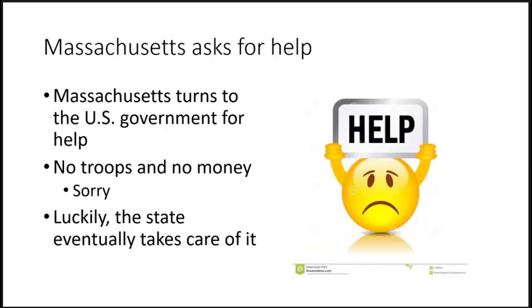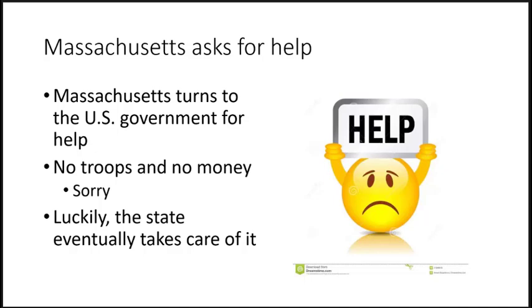So anytime there's a major disturbance in the United States that states can't handle, oftentimes they do what Massachusetts did back then. They turn to the U.S. government for help. I mean, think of it. When we have riots or natural disasters in our country, a lot of times the National Guard will be called in to handle those things. But there's no National Guard back then.